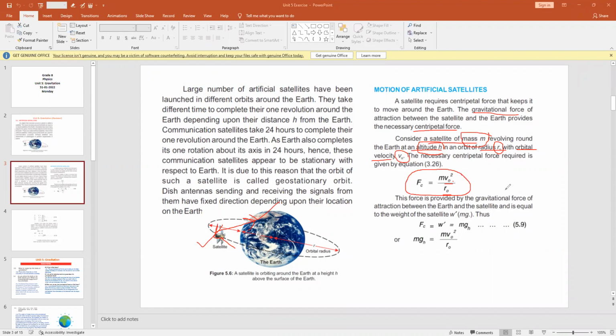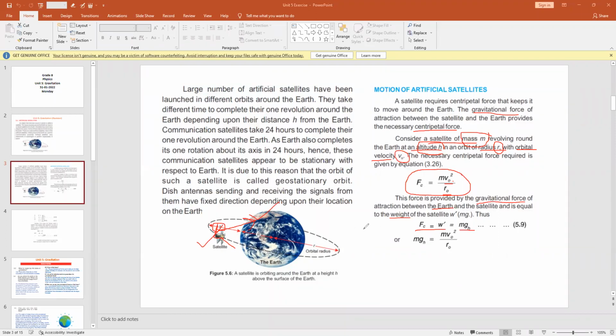Then the second force is the force of gravitation between the satellite and the Earth. And here the gravitational force is equal to the weight, because there is a height and this satellite is directed downward towards the center of the Earth. So here the gravitational force is equal to the weight, and all of us know that the weight W is equal to mg. So here W is equal to m g h.